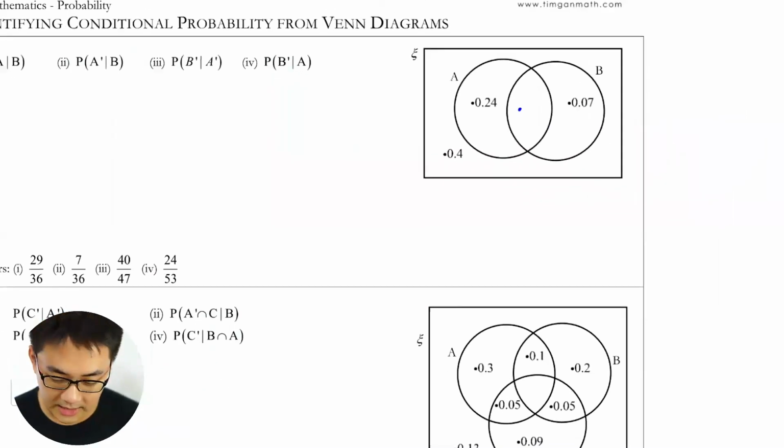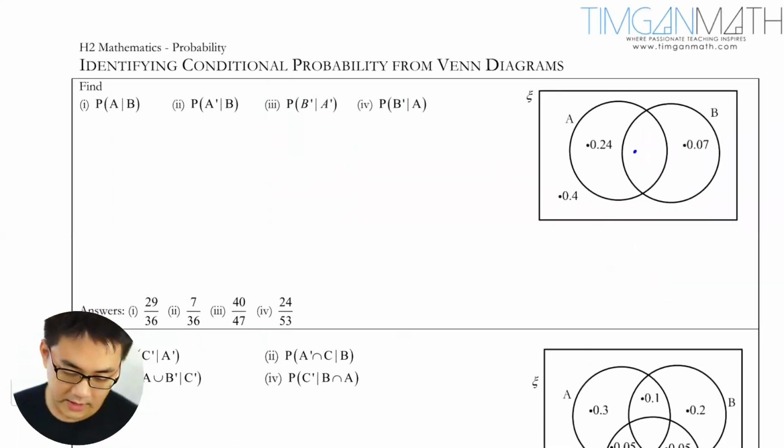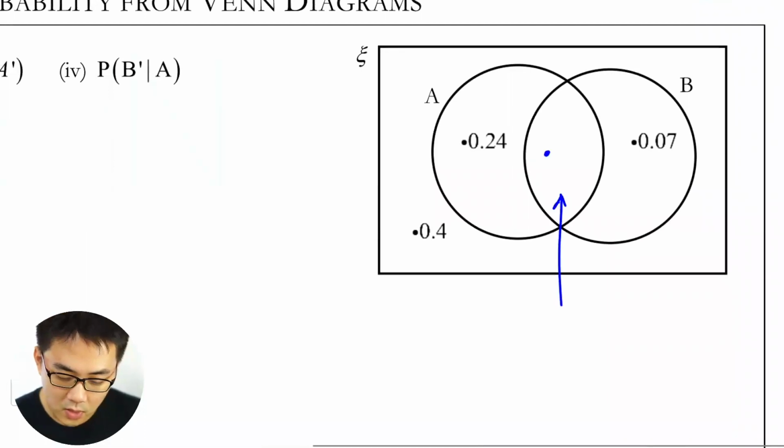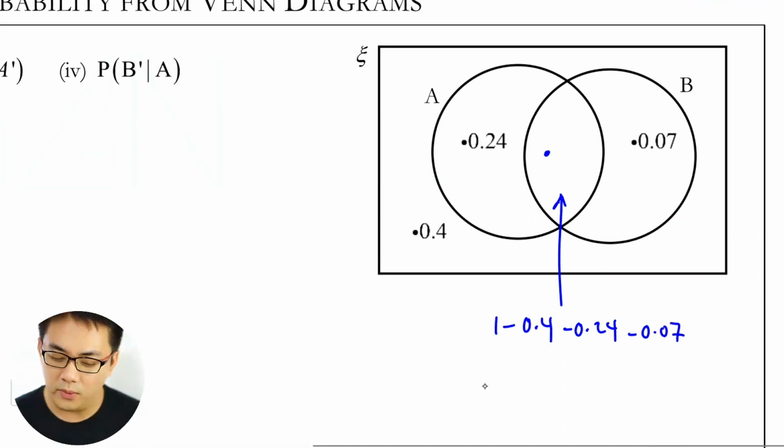Do it quickly. The second one, just go ahead and do. I don't want to waste time doing this. This one in the middle here is 1 minus 0.4 minus 0.24 minus 0.0. So this is just to recap what you learned in secondary school.